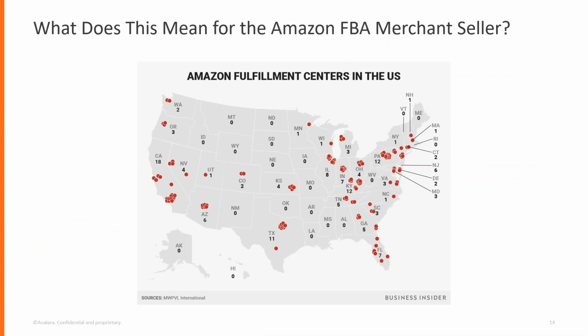Again, this is a visual representation of all the different states where Amazon has an FBA warehouse. I'm not going to spend too much time on this slide because we've already talked about it, but just be aware that if you are participating in FBA, you very likely at some point could have products stored in warehouses in 25 or more states. And if you have a physical presence in a state, that's still very much a slam dunk Nexus trigger.